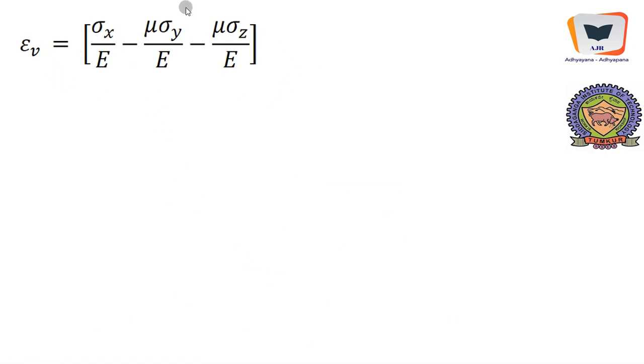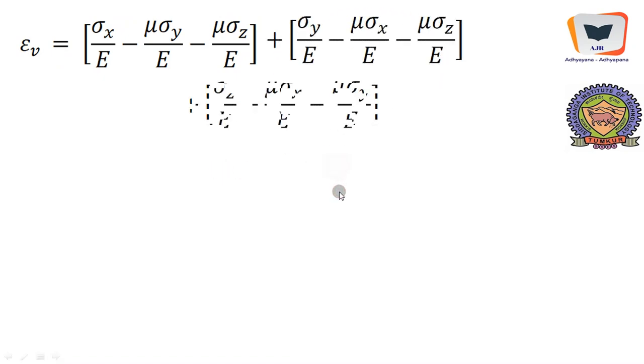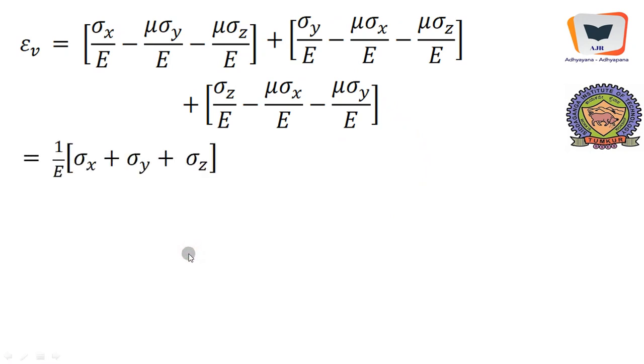So epsilon v is the net strain along x direction plus net strain along y direction plus net strain along z direction. And if we simplify this, and take out 1 by E as a common factor, sigma x comes here, sigma y and sigma z, they are all positive. And if you take minus as the common factor, mu by E, and here you can see mu times sigma y by E, and here again there is mu times sigma y by E. Therefore we will get 2 mu times sigma y divided by E. Similarly we will also get 2 sigma x mu divided by E.